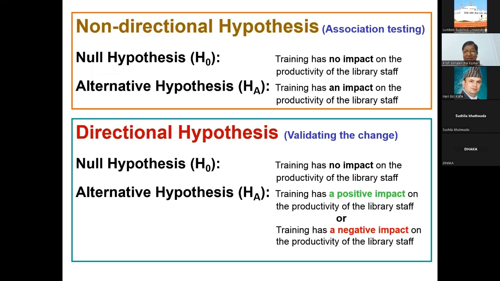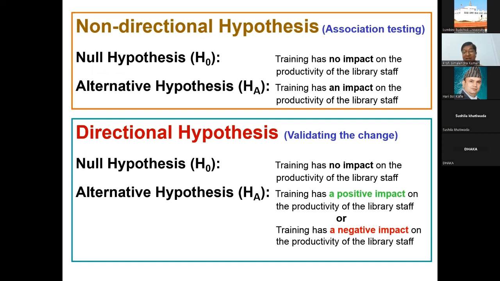Now, there is the non-directional hypothesis. We have seen there are two types of hypothesis, directional and non-directional. First is the null hypothesis: training has no impact on the productivity of the library staff. Second, the alternative hypothesis: training has an impact on the productivity of the library staff. So there are two types, null hypothesis and alternative hypothesis.